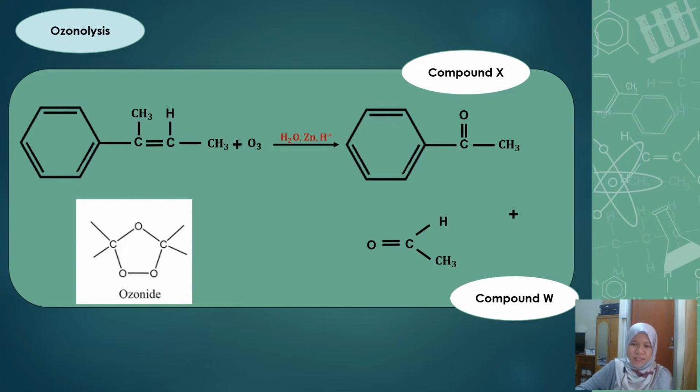Okay, so what is the name of compound X? We can see there are 2 carbons, C attached to the CH3, and there is a benzene ring, a phenyl, attached to the carbon number 1. So the name will be 1-phenyl ethanol because it's a ketone. Alright, so what is the name for compound W? It is an aldehyde. It also has 2 carbons. So the name will be ethanol.